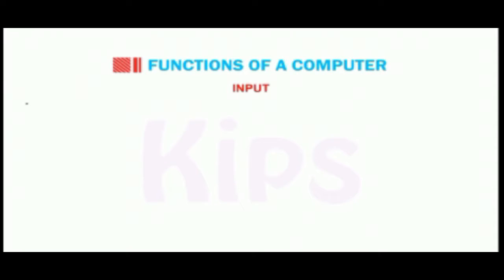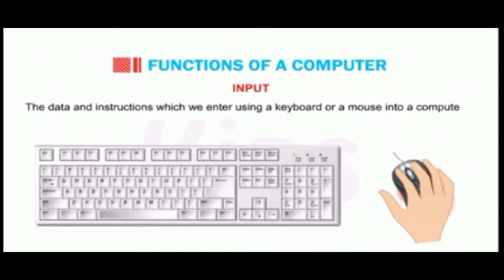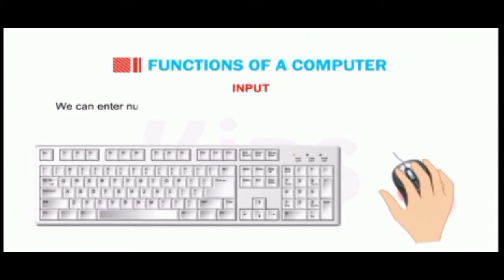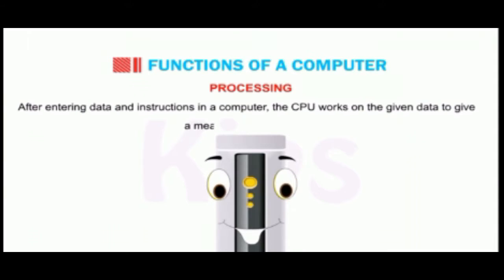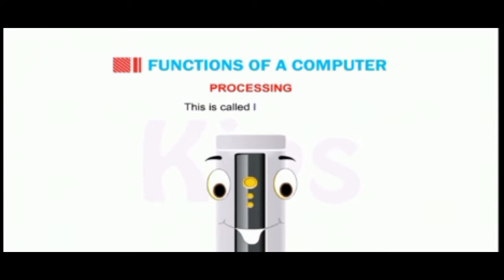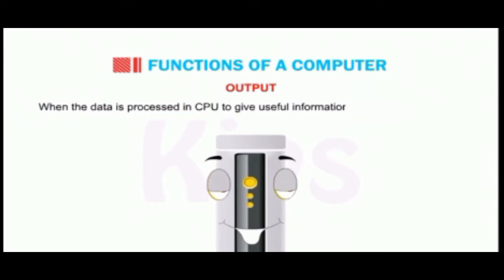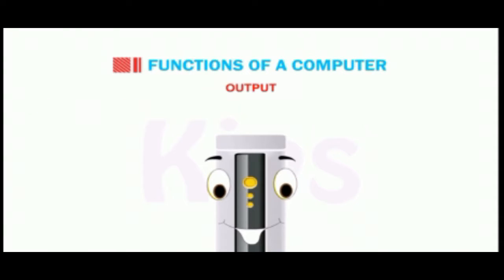Input. Input is the data and instruction which we enter using a keyboard or a mouse into a computer. It's called input. We can enter numbers, words, pictures, and sound as input. Processing. After entering data and instructions in a computer, the CPU works on the input to give meaningful information. This is called processing. Output. When the data is processed in a CPU to give useful information, it is known as output.